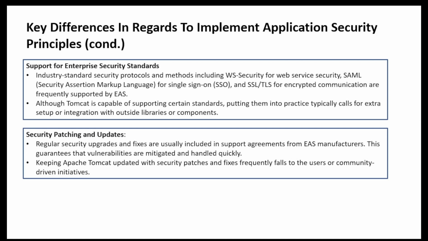Security patching and updates. Enterprise Application Server (EAS) manufacturers typically provide regular security updates and fixes as part of a support agreement, ensuring vulnerabilities are quickly mitigated. On the other hand, users or community-driven initiatives are often responsible for keeping Apache Tomcat updated with security patches and fixes.